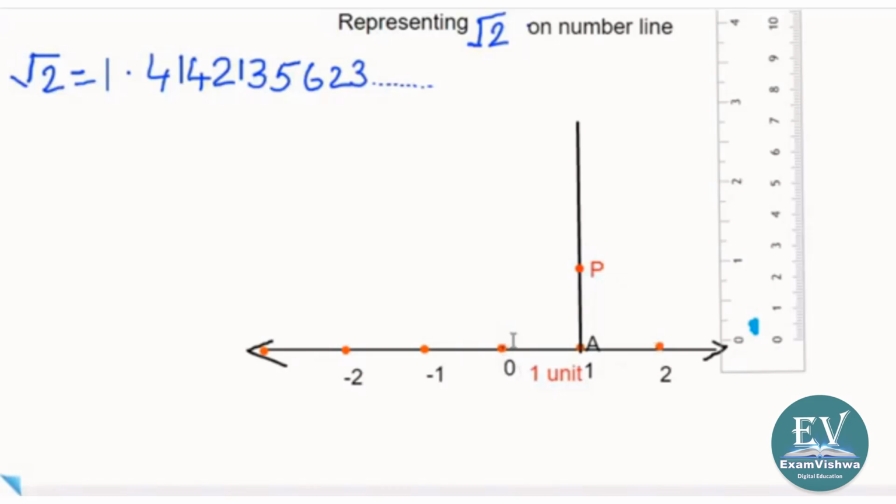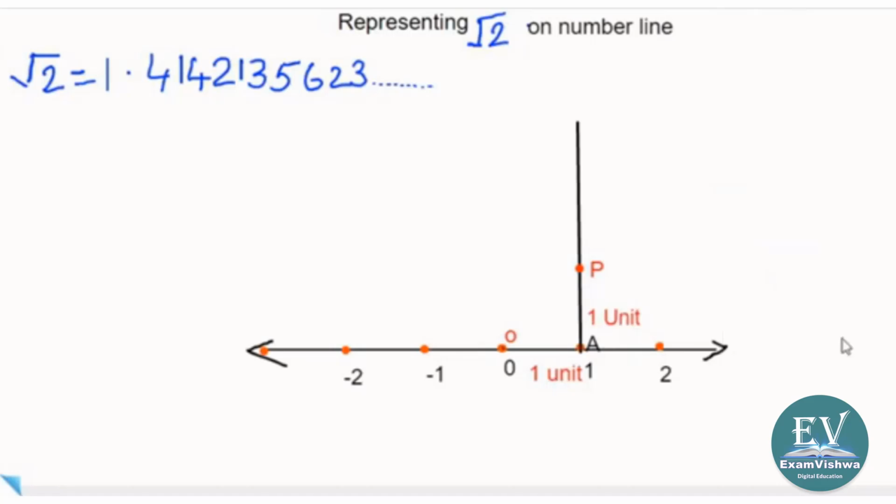At the same time 0 is also marked as O. So O, A, P are marked. If this is 1 unit, this is also 1 unit, correct? This is also 1 unit in length. Now the interesting thing is coming here. Both OA and AP are 1 unit.